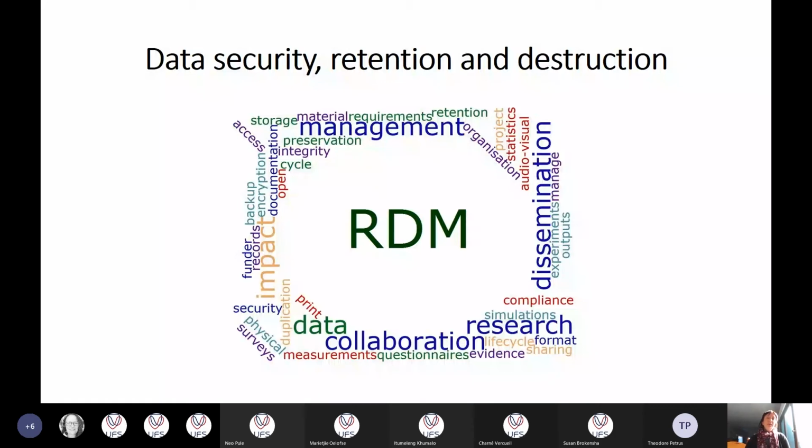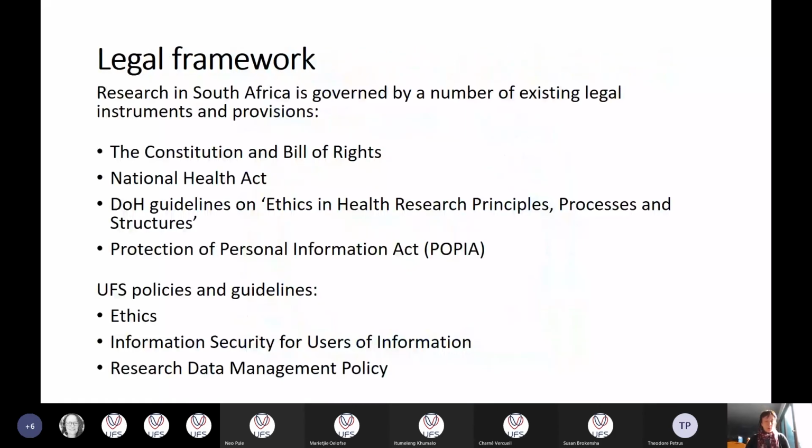So first of all, we need to acknowledge that South Africa, and elsewhere as well, is governed by a number of existing legal instruments and provisions. The Constitution and the Bill of Rights state that everyone has the right to bodily and psychological integrity, which includes the right not to be subjected to medical or scientific experiments without their informed consent.